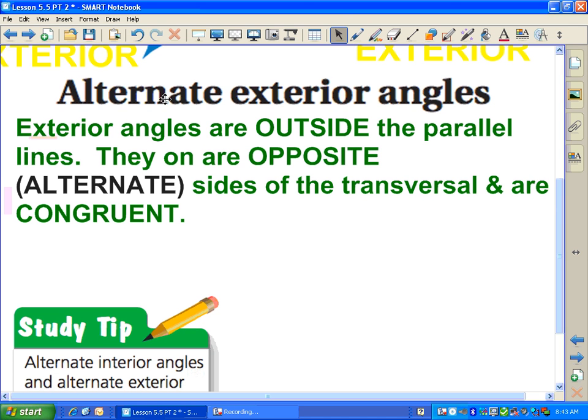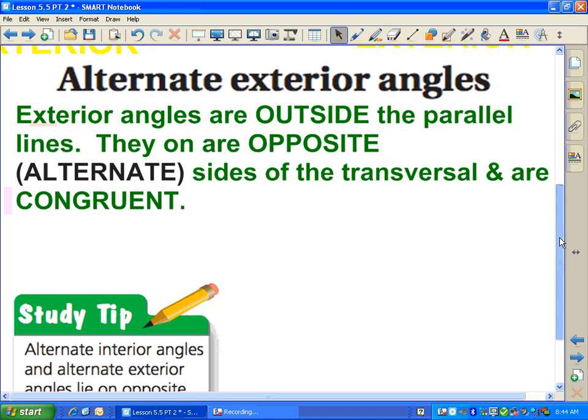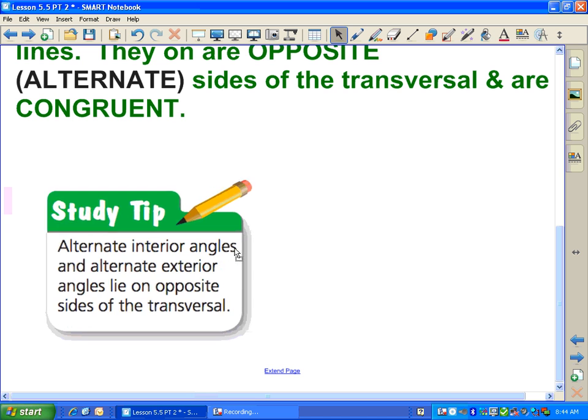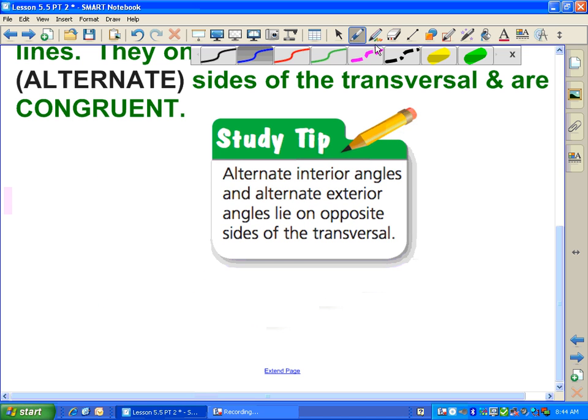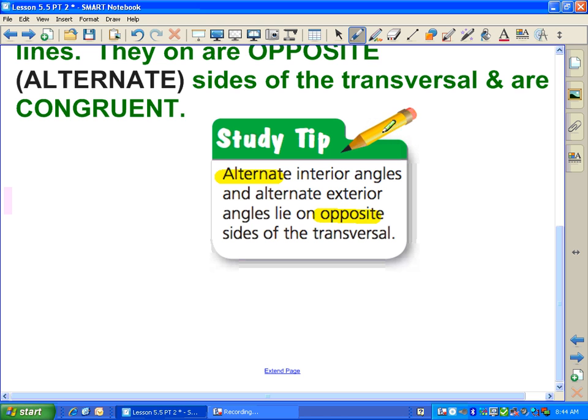And your definition for alternate exterior angles: they're exterior angles on the outside of the parallel lines, and they are on opposite or alternate sides of the transversal. And most importantly, alternate exterior and alternate interior angles are congruent. They're equal. Again, there's your study tip. Same thing as before. Alternate is going to mean opposite side of the transversal.